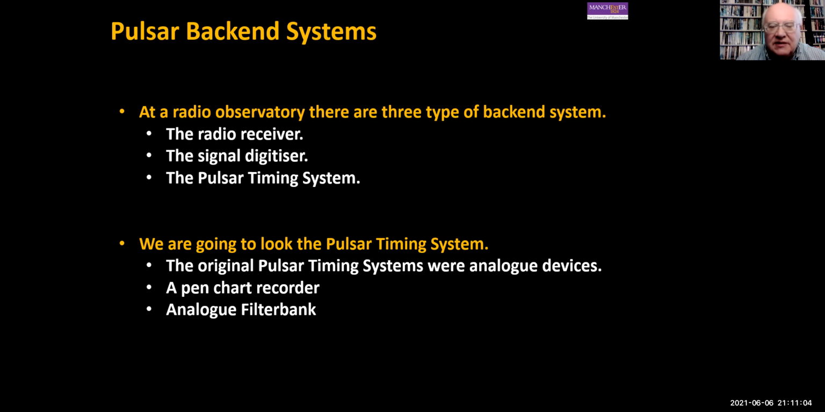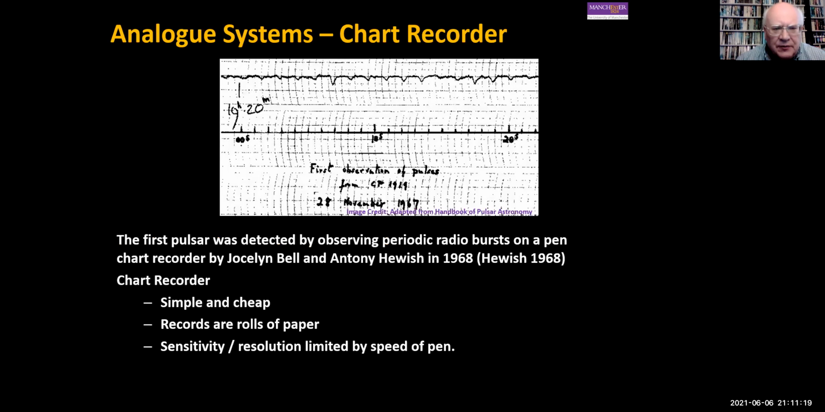The original Pulsar timers were analog devices. Pulsars were discovered using a pen chart recorder, looking at a very bright pulsar signal, of which we've got an example on the next slide. So we've got the chart recorder. These are the notes from the original detection of the first pulsar by Jocelyn Bell and Anthony Hewish in 1967, published in a paper the following year.